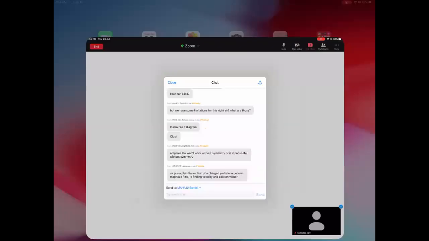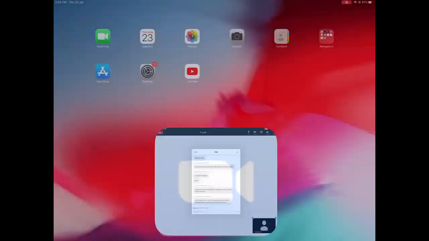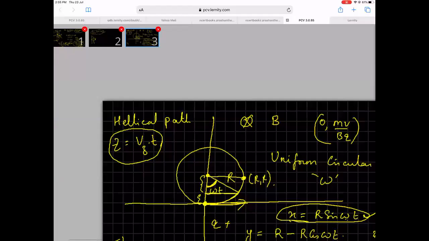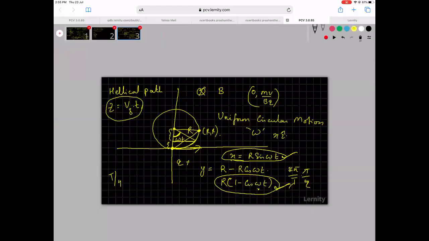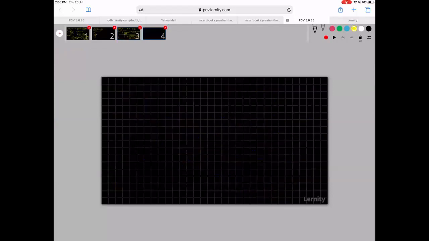So I got the position vector. The position vector is x i cap plus y j cap. So I got x is equal to r sin omega t, and y is equal to r (1 minus cos omega t). Now dx by dt will give me vx, and dy by dt will give me vy.